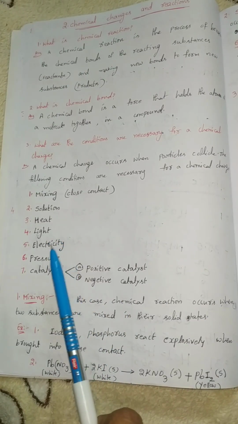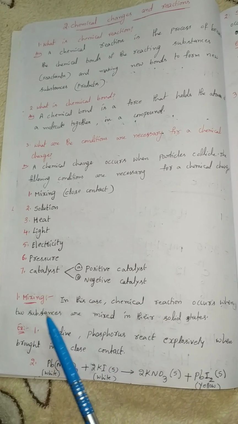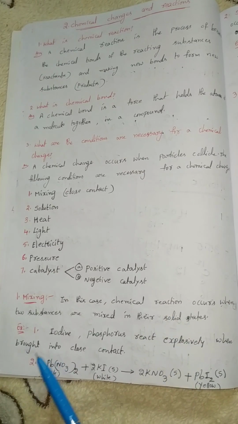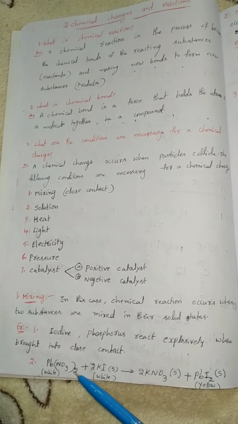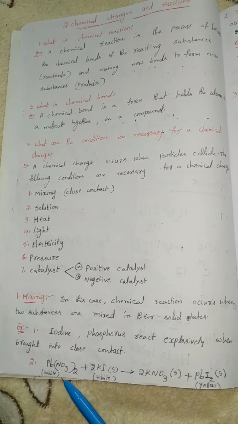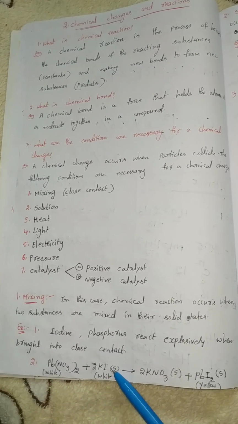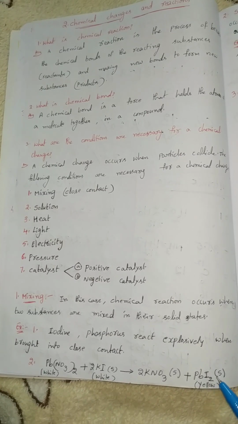First one, mixing or close contact. In this case, a chemical reaction occurs when two substances or two compounds are mixed in their solid state. For example, iodine and phosphorus react explosively when brought into close contact. Another example is lead nitrate plus potassium iodide, in the solid state. The products are KNO3 plus PbI2. It means lead iodide, which is solid and yellow in color.